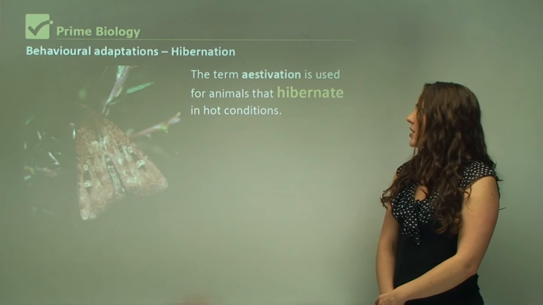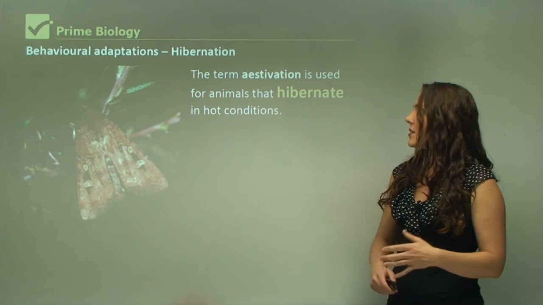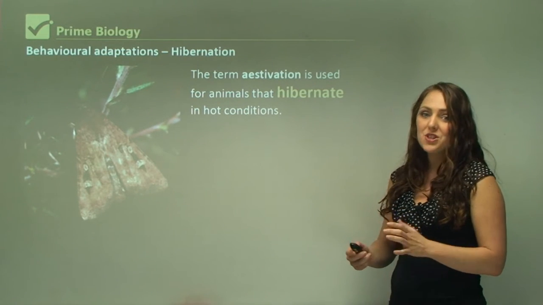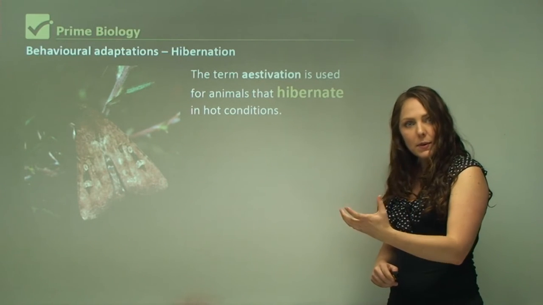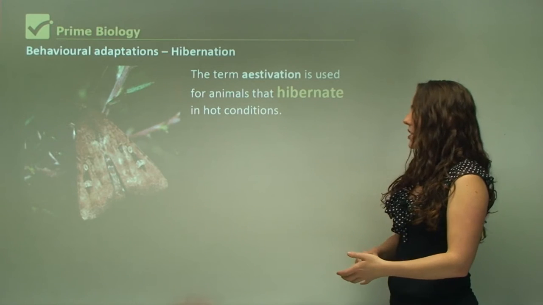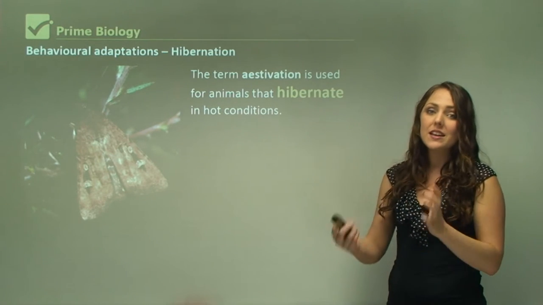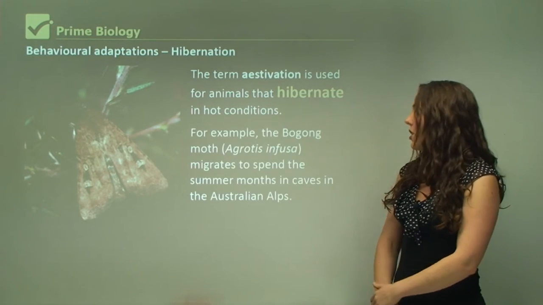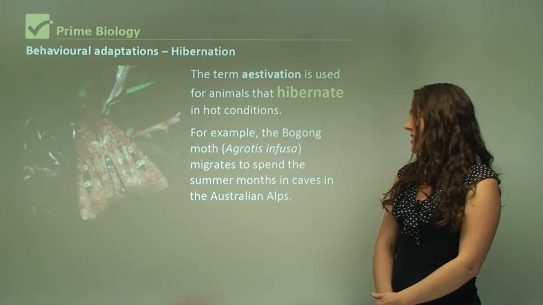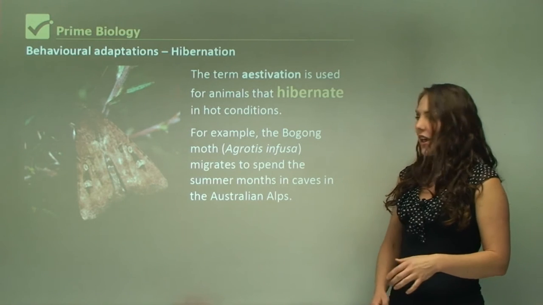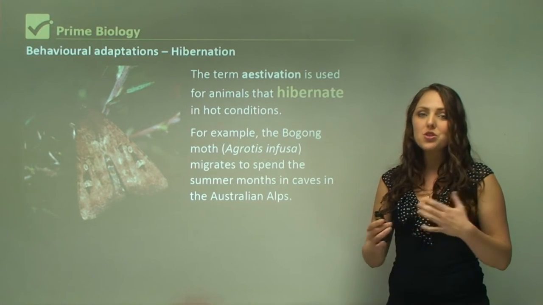So the term estivation is for animals that hibernate during hot periods. There's hibernation, which is like sleeping in colder environments. Estivation is hibernation in the hotter environments. For example, the bogong moth migrates to spend the summer months in caves in the Australian Alps, and that's actually to keep cool during the summer period.